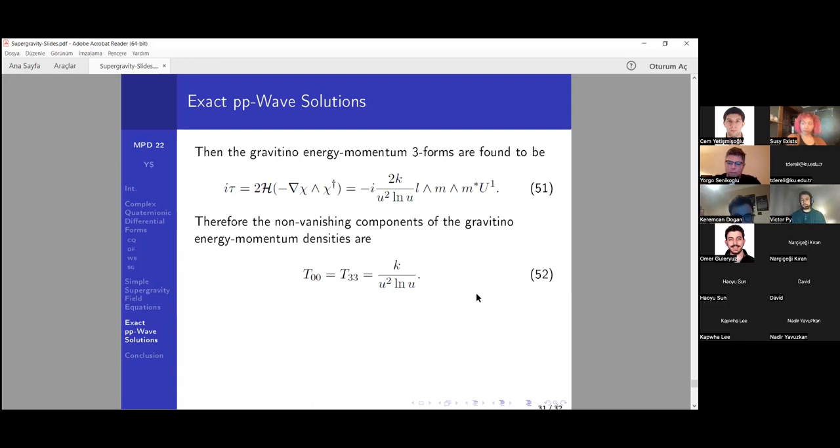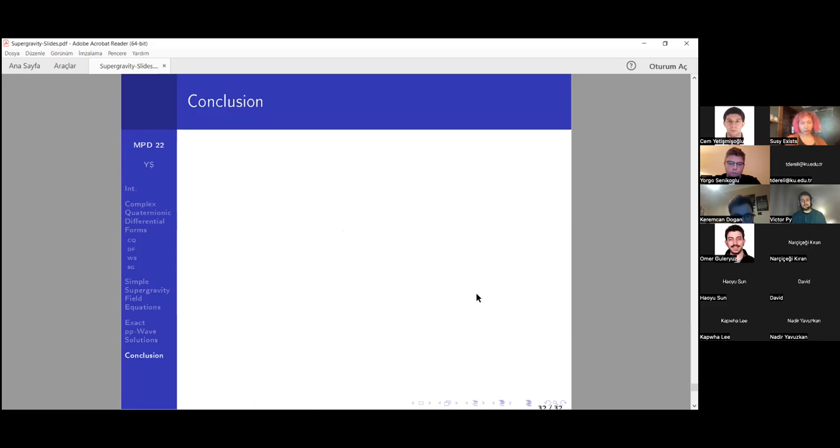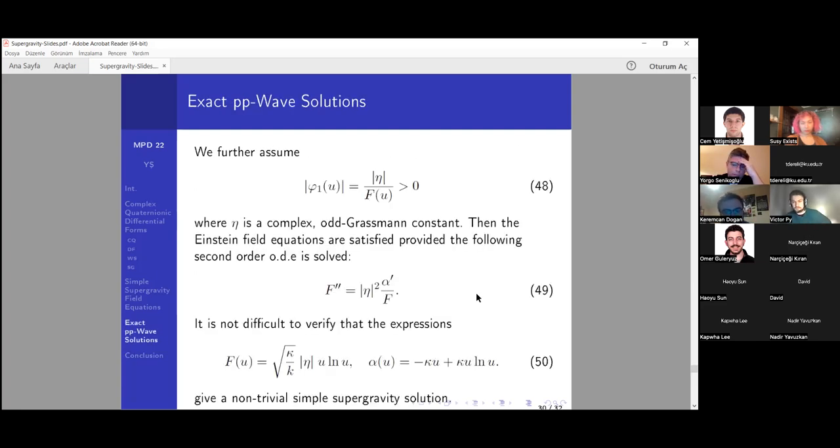What can I say more? Now, before giving you all the references, for those who are interested, we constructed a class of PP wave solutions of simple supergravity in Rosen coordinates. The corresponding transformation of the gravitino one form is rather involved and hasn't been worked out explicitly before. But in this paper, we start instead directly with the PP wave metric in the Rosen coordinates and with a suitable ansatz for the gravitino one form. We solved the simple supergravity field equations exactly.